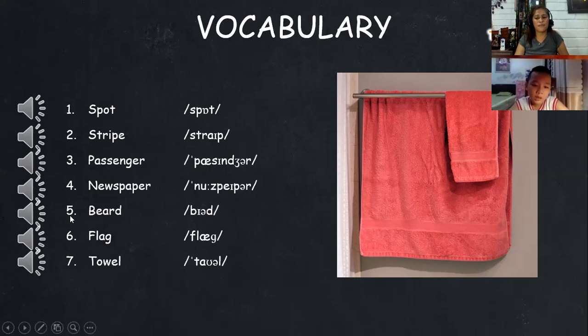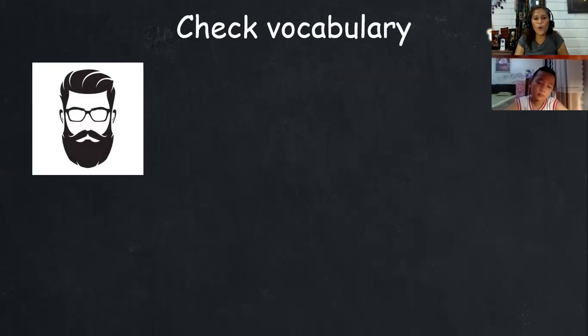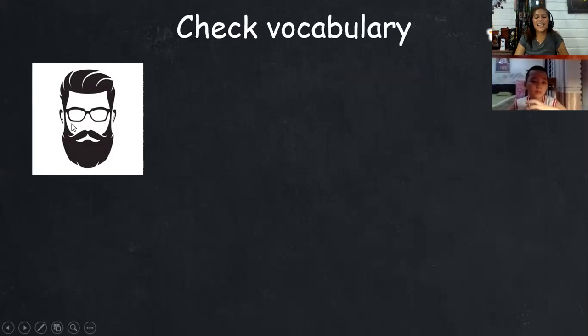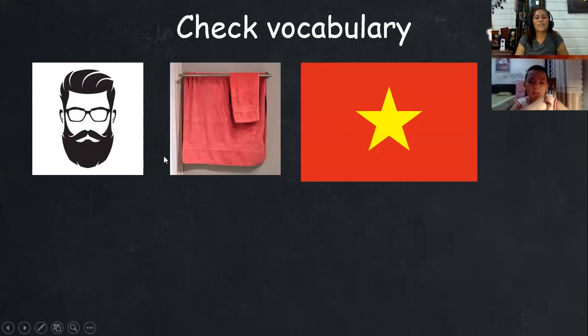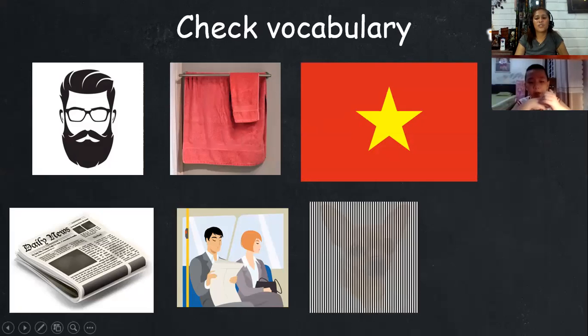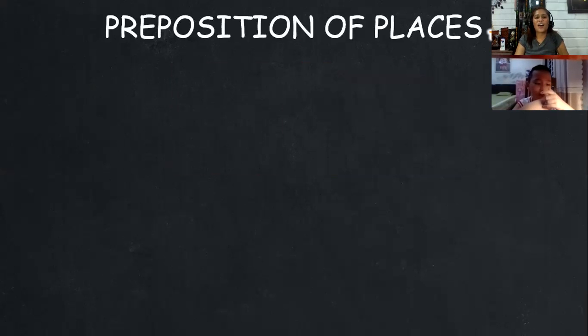Next, now we read number 5. Beard. Do you have a beard? No. You're still a baby. Number 6. Black. Okay, check the vocabulary. What is this? Beard. Towel. Next. Black. Newspaper. Passenger. Very good. Stripe. Spot. Okay.